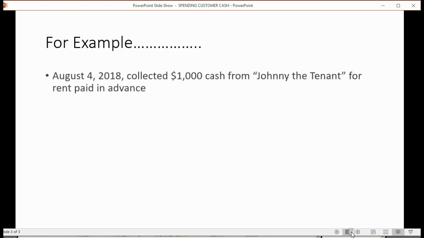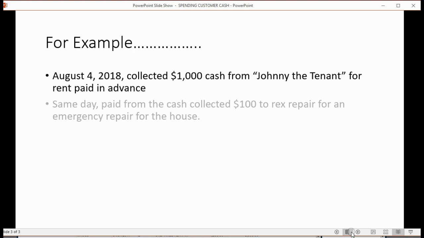For example, let's imagine on August 4th, 2018, Holden the owner collected $1,000 cash from Johnny the tenant for rent that Johnny paid in advance. But then later that same day, he paid from that cash $100 to Rex Repair for an emergency repair.